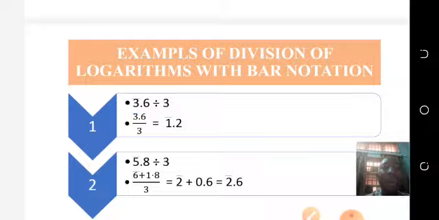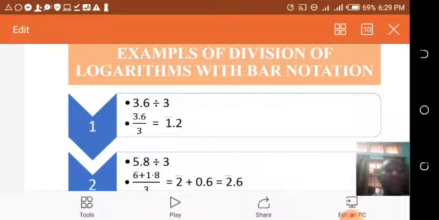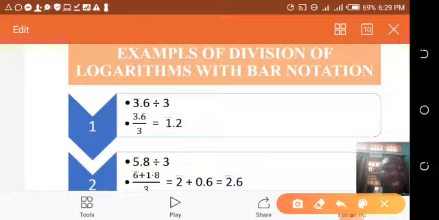But let's see the second example. Bar 5.8 divided by 3. How do we do that? Oh, you want to use 3 to divide 5? No, because 5 is not a multiple of 3. You need to go and look for a multiple of 3 that is equal to this. And that is why I call it mental sum. Let's just do the mental sum.